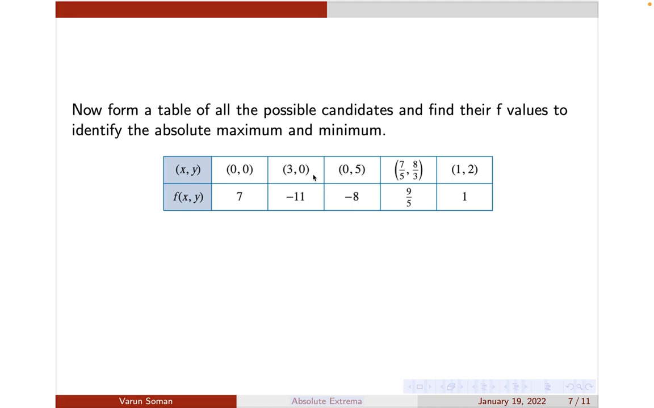So what is the maximum value over here? The maximum value is 7. It is happening at 0, 0. So the function has an absolute maximum at 0, 0, and the absolute maximum value is 7. And similarly, what is the absolute minimum? The function has an absolute minimum value of minus 11 occurring at the point 3, 0.